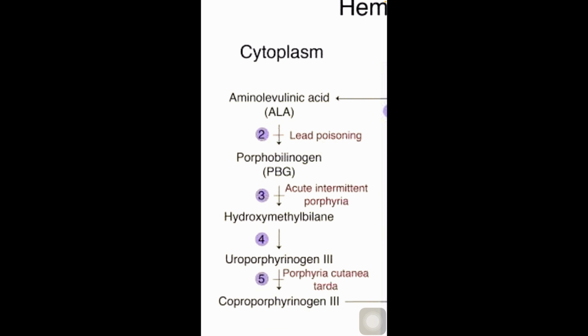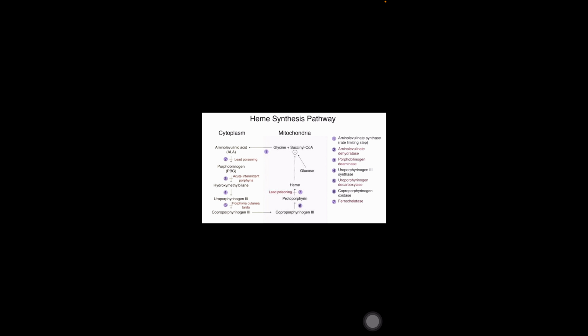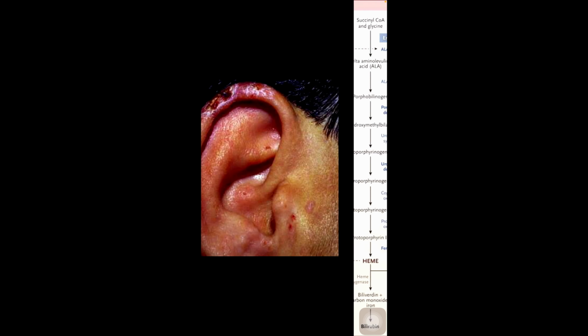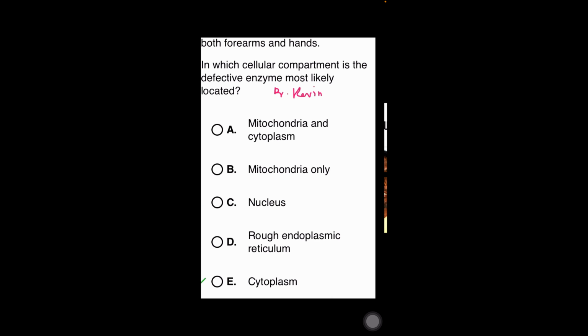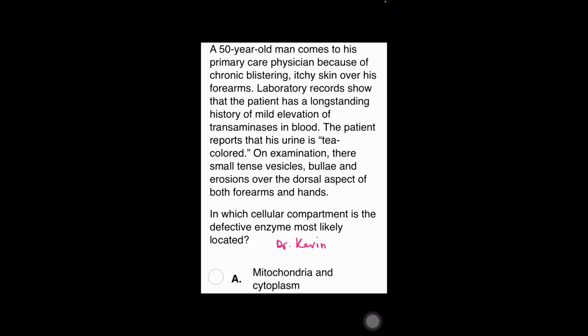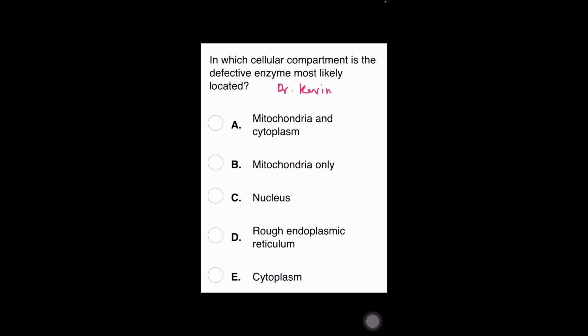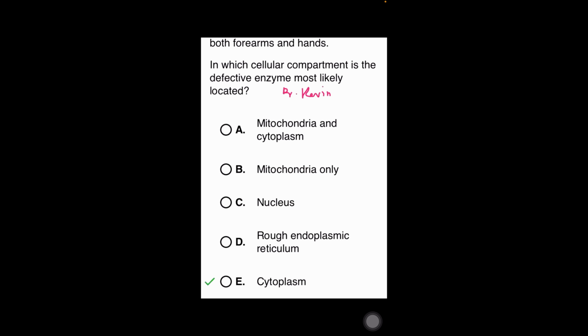So we've answered the question. Yes, we can go back and answer the question. If you read everything, blistering on the forearms and tea-colored urine and blisters, etc. And the answer is option E, cytoplasm. Yes, option E, cytoplasm. But let's look at more. Okay? All right, so this is cytoplasm.